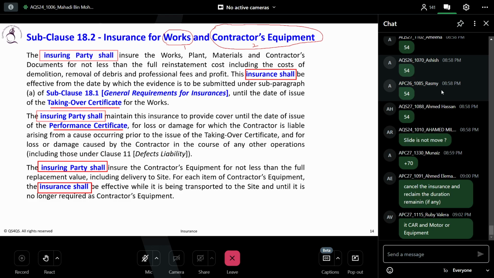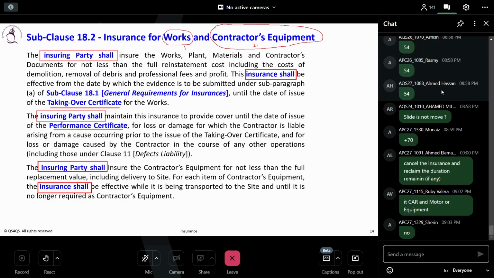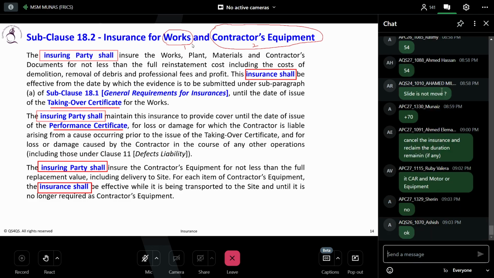So this insurance for the works, is it the same as CAR? That is different. Contractor's all risk. All risk means every risk is covered. Here they define separately. Insurance for the works means work-related risk, equipment-related risk. Do you understand? So let us understand what FIDIC says here, then we will go on. So this 18.2 is very clearly for the works and the contractor equipment. It is a very long subclause.